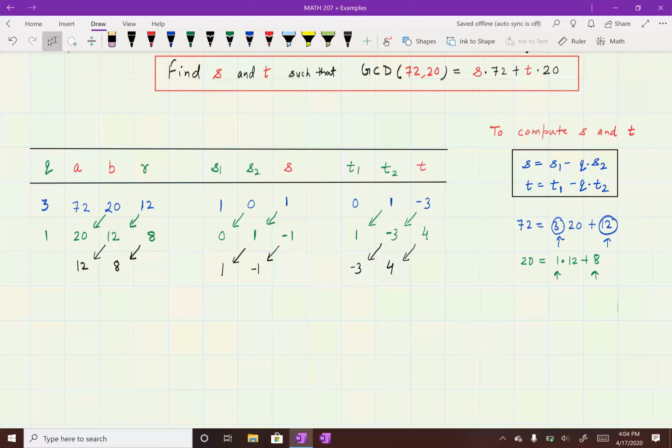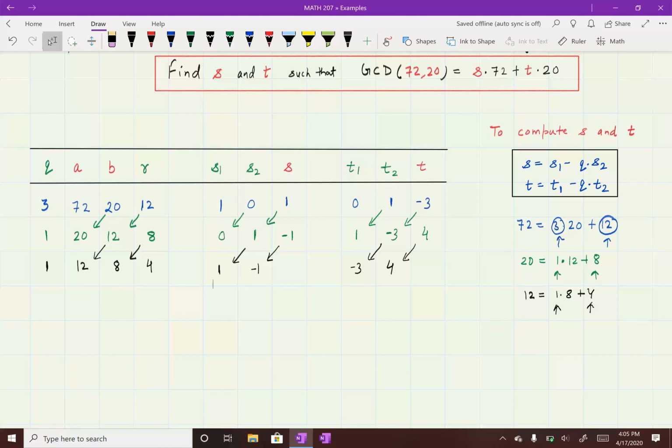Since the new values of a and b are 12 and 8 here, if I apply my division rule, then 12 can be written as 1 times 8 plus 4. So the new value of quotient is 1 and the new value of remainder is 4. So I can fill those up. q is going to be equal to 1 here and r is going to be 4 here.